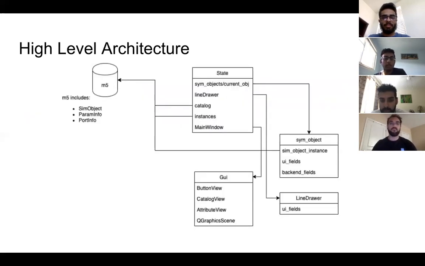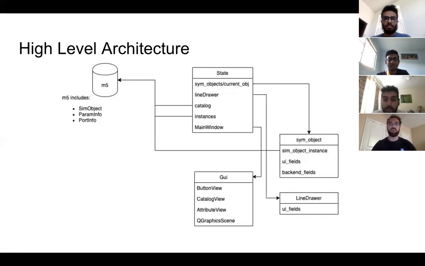I'll talk a little bit about the front end components of our system. The primary UI interactions involve dragging and dropping objects, selecting them, highlighting them, and connecting objects together using wires. We connect the objects using the line drawer class, and we have the graphic scene class, which allows interactions between the different sim objects. Then we also have a couple of different view classes that make up the actual GUI interface, such as the menu and the catalog view and attribute view.